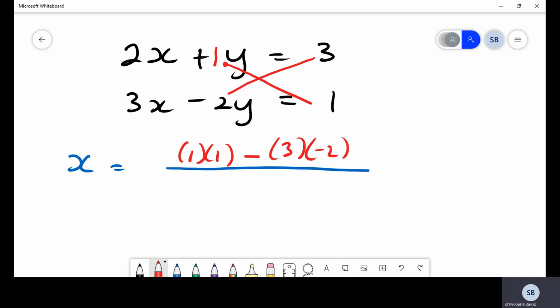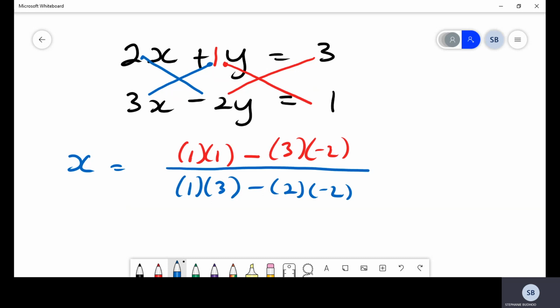Now time for the denominator. Starting again from 1, we're going to multiply 1 by 3. And then we're going to subtract 2 multiplied by -2. And we're done. Let's just calculate those values. On the numerator, we'll get 1 plus 6. And on our denominator, we'll get 3 plus 4. That gives us a value of 7/7, or x is equal to 1.